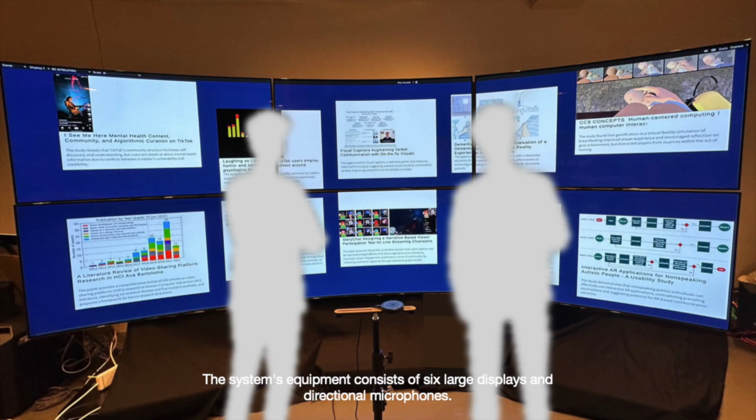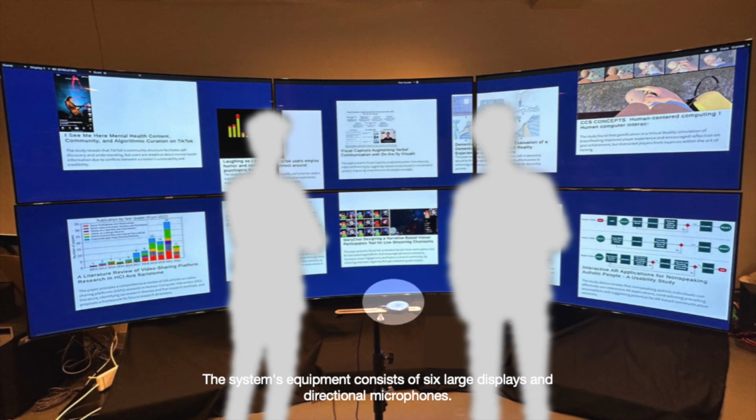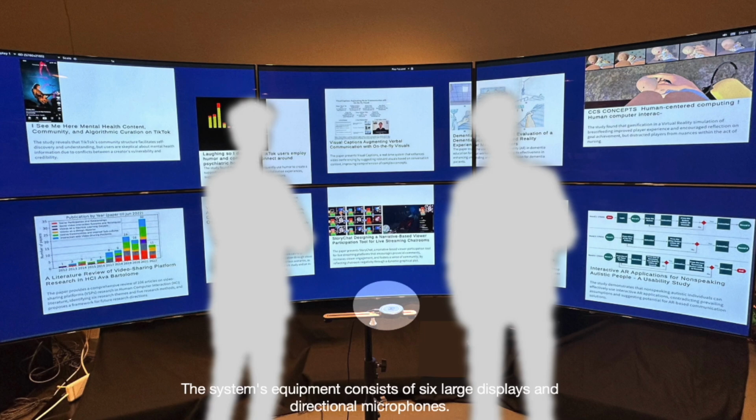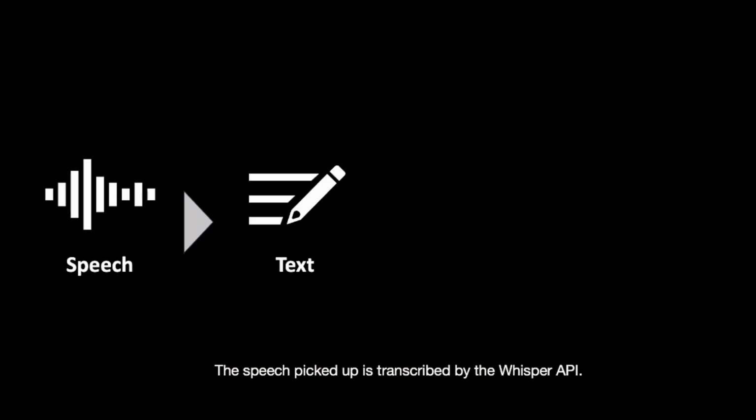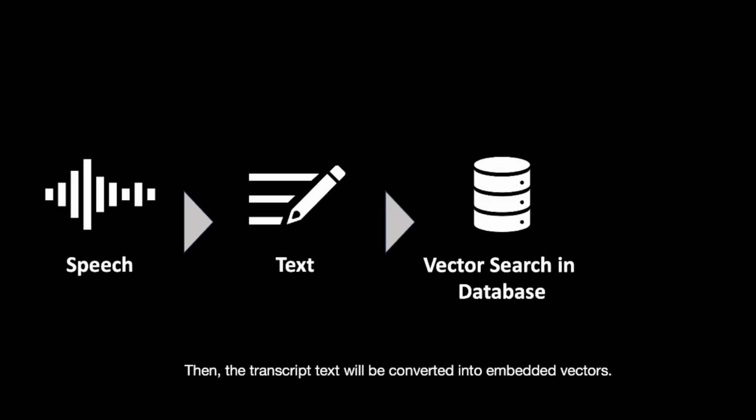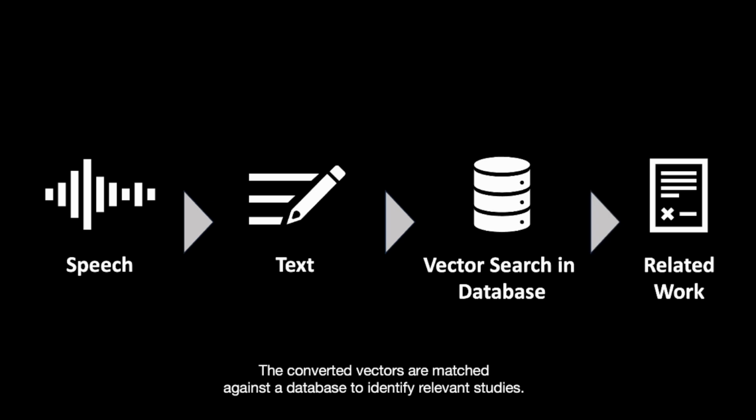The system's equipment consists of 6 large displays and directional microphones. The speech picked up is transcribed by the Whisper API. Then, the transcript text is converted into embedded vectors. The converted vectors are matched against a database to identify relevant studies.